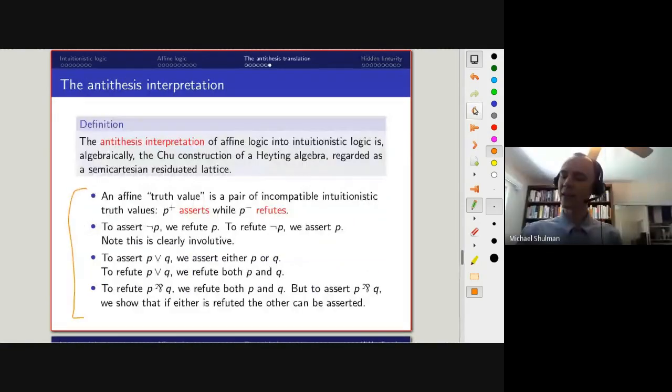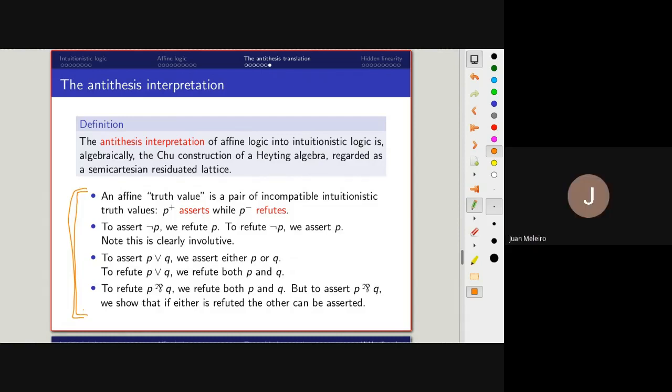Well, I regard this as such an interpretation. The BHK interpretation says to prove P implies Q, you give a procedure transforming proofs of P into proofs of Q. The antithesis interpretation says to prove P implies Q, you give both a procedure transforming proofs of P into proofs of Q and a procedure transforming refutations of Q into refutations of P. Okay, makes sense. So the follow-up question is, have you tried to do any actual mathematics with affine logic?